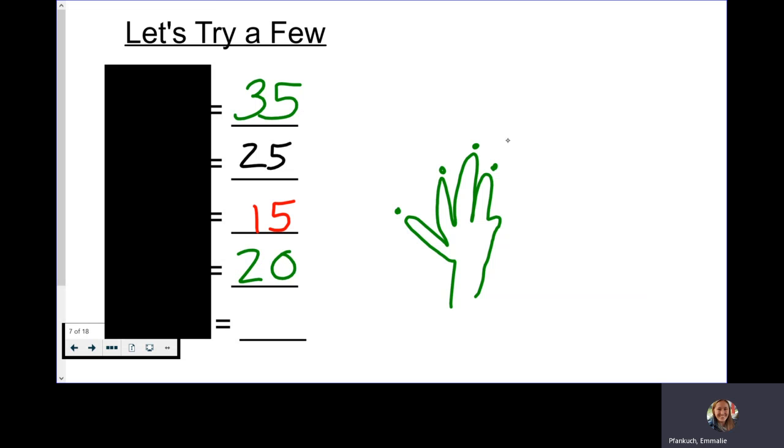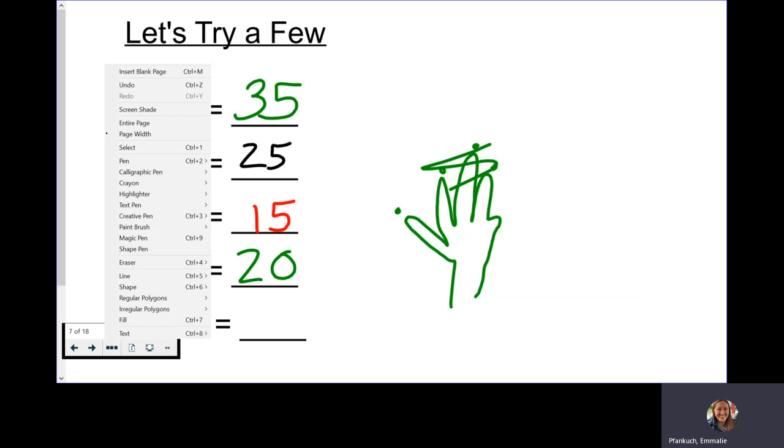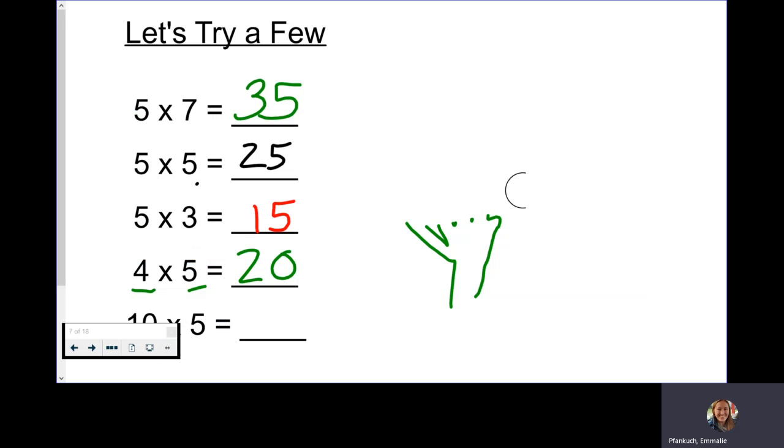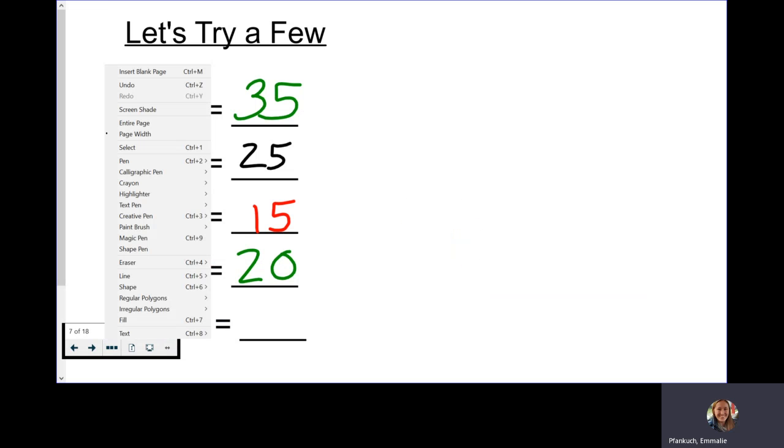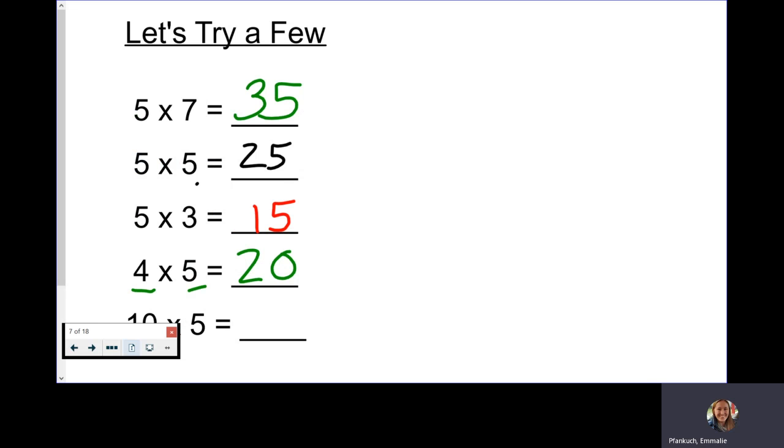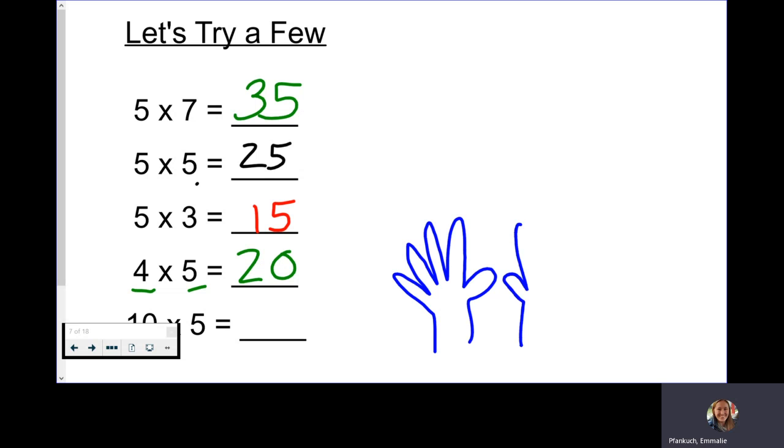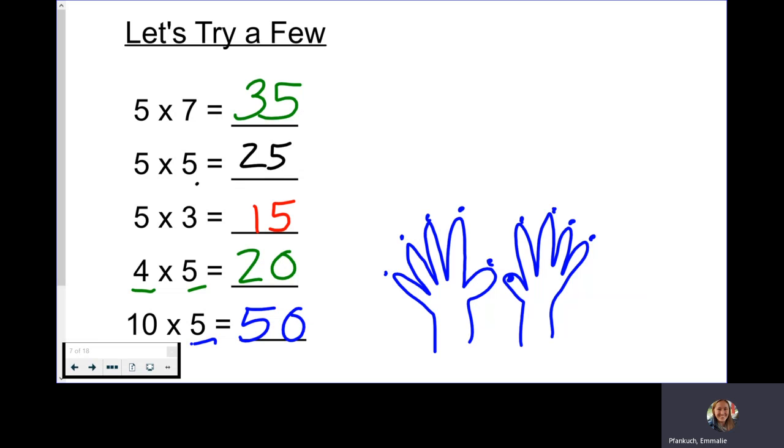One more. And for this last one, now we have 10 groups of 5. So I'm going to use all my fingers this time. 4, 5, 6, 7, 8, 9, 10. And let me count by 5s. 5, 10, 15, 20, 25, 30, 35, 40, 45, 50. 10 times 5 is 50.